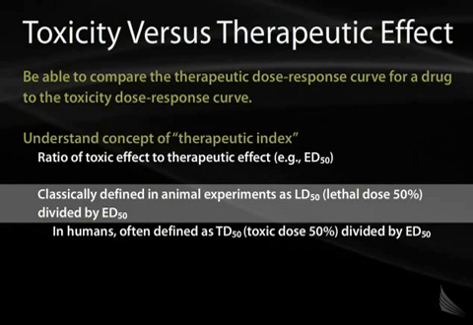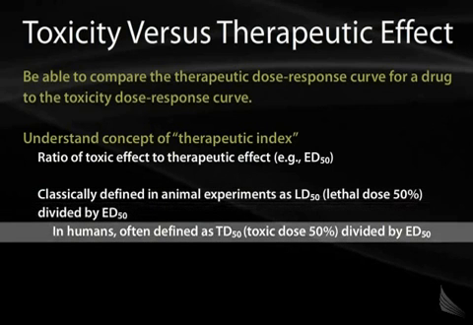In animal experiments, it's defined as the LD50, or the lethal dose at 50%, divided by the effective dose at 50%. In humans, it's usually defined as a toxic dose, meaning a dose at which 50% of patients experience some form of toxicity, divided by the effective dose, meaning the dose at which 50% of patients receive the maximal effect.